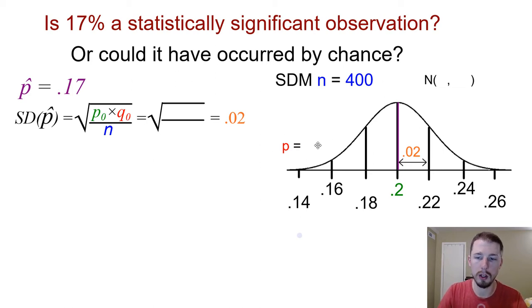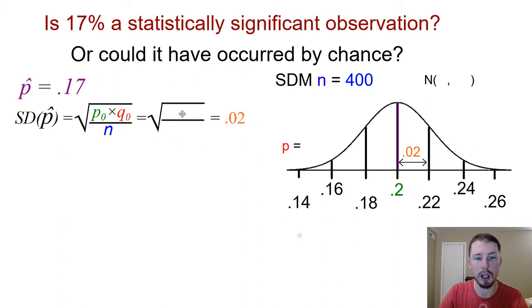If it did occur by chance, then our sampling distribution model would be centered at 20%. So if there's still a 20% probability that any individual ingot would be defective, then the sampling distribution model would have a sample size of 400, and the standard deviation, now it's no longer standard error because it's not based on a sample, it's based on the hypothesized proportion, which for us is 20%. We're going to assume that it's still 20% until we have enough evidence to suggest that it's now lower than 20%. So if it was 20%, then our p naught and q naught are going to be 20% and 80%.